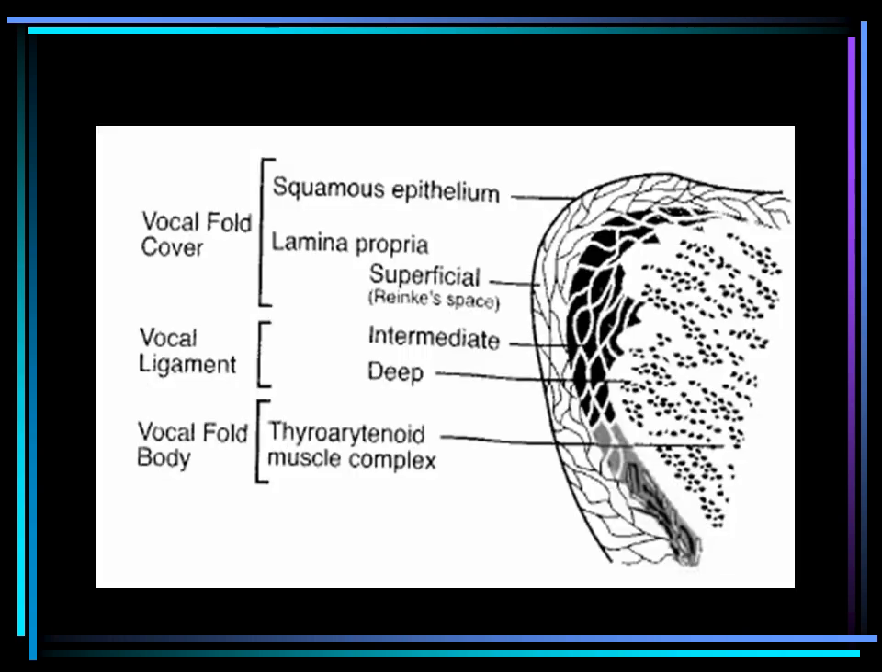So basically, when we talk about the vocal fold, the vocal fold cover is the epithelium and the lamina propria, which is the superficial layer. This much is called the vocal fold cover. Next comes the vocal ligament, that is the intermediate and deep layer of the lamina propria. The vocal fold body consists of the thyroarytenoid muscle complex. So the vocal fold cover, the ligament, and the body.